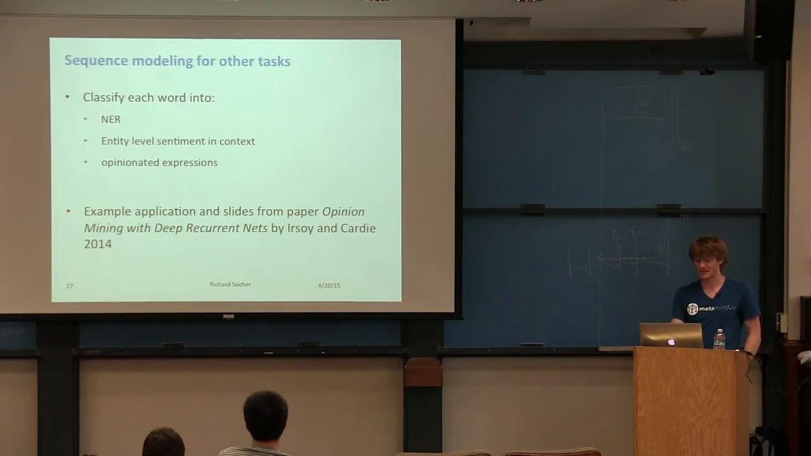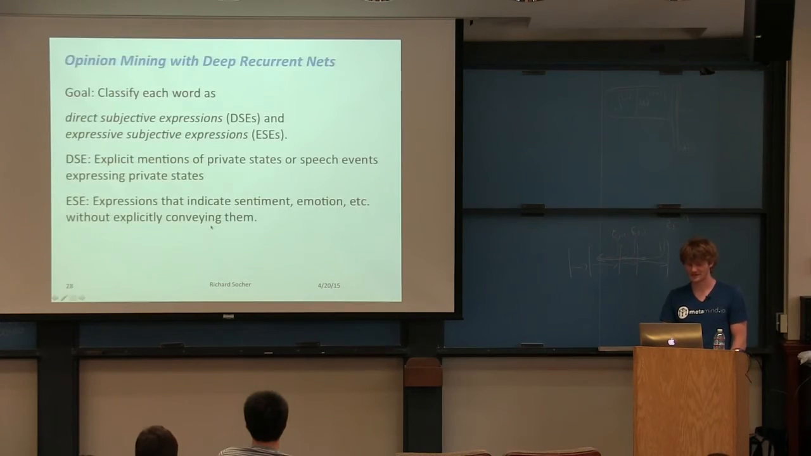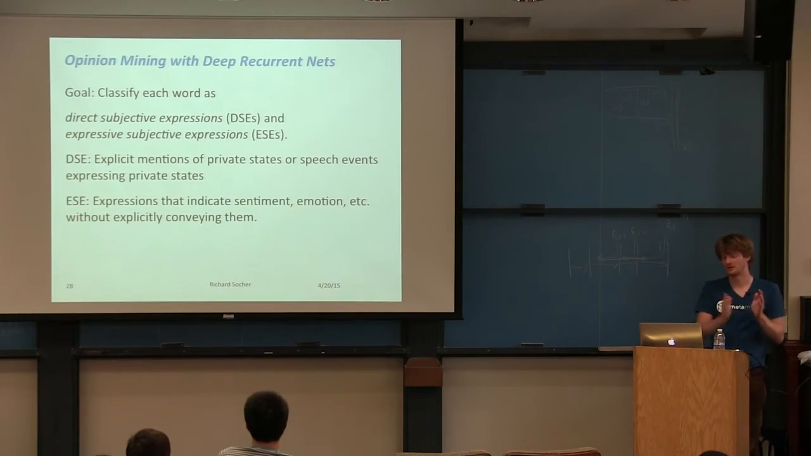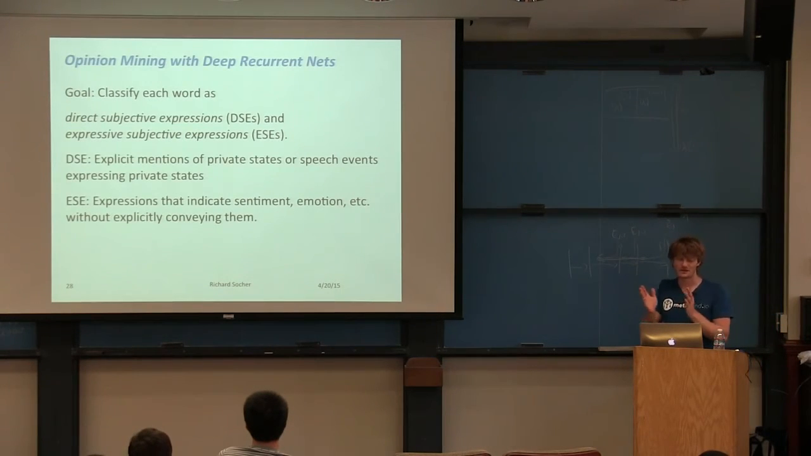One particular example here comes from Ozan Irsoy, who's a PhD student right now at Cornell. Well, right now he's an intern at MetaMind. He published this nice paper last year on opinion mining with deep recurrent neural networks. And so what does he try to classify? Basically, he tries to classify each word as belonging to one of 3 classes.